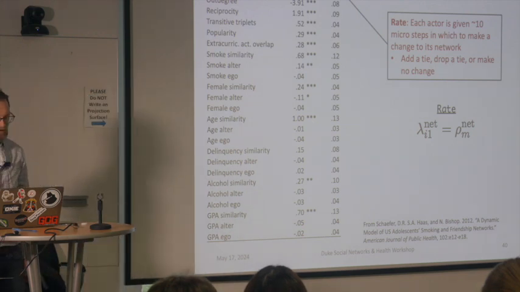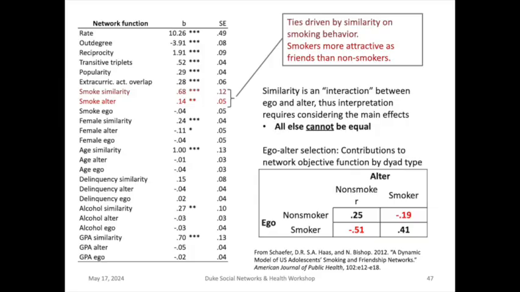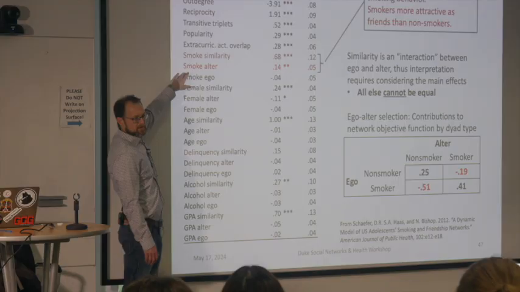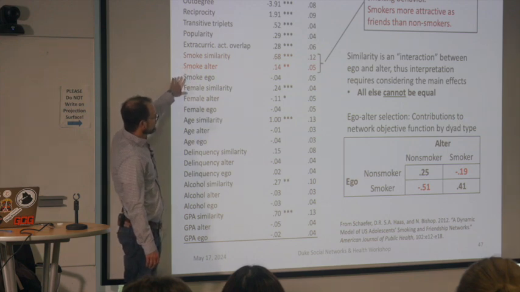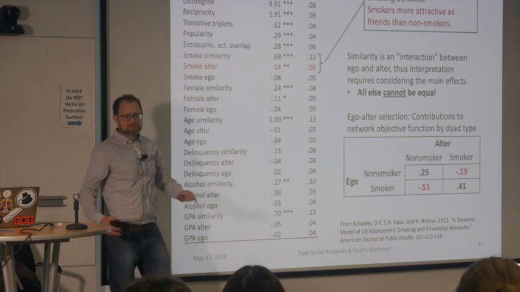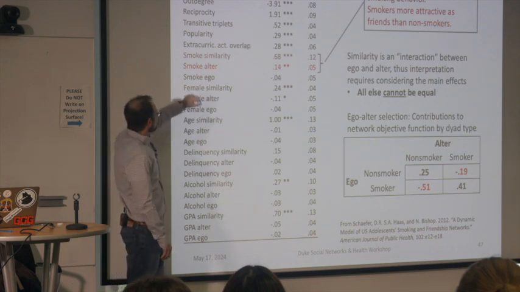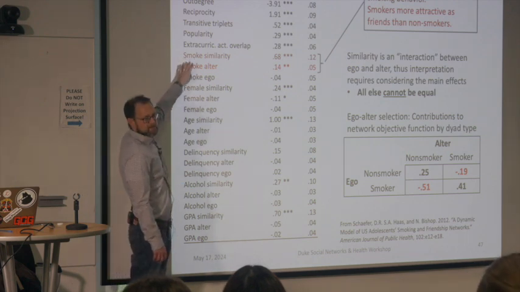Okay, so we can go through a lot of these. One I do want to show you is this smoking status. We've got a positive effect for homophily and a positive effect for smoking alter, implying that homophily is present, but alters are also popular. To really understand how smoking affects friendship, we've got to interpret these in combination.